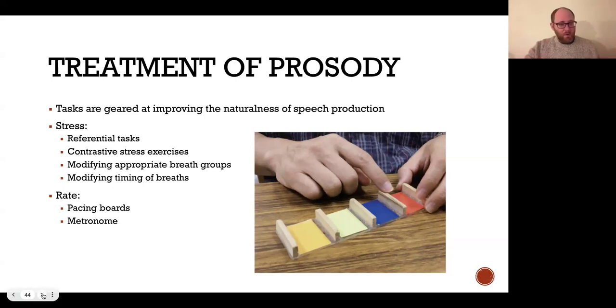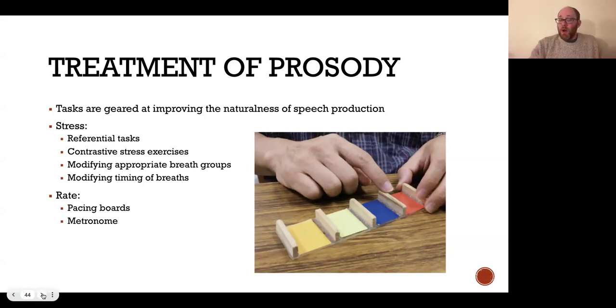Moving on, treatment of stress, you might also modify appropriate breath groups. So if you have someone who has really short breath groups, but you think you can intervene and work on different things to get them to a little bit more appropriate one, let's say they have a 2-word breath group and you think that you can get them up to about 4 or 5 words, as their optimal where they have to take another breath, you could work on that.